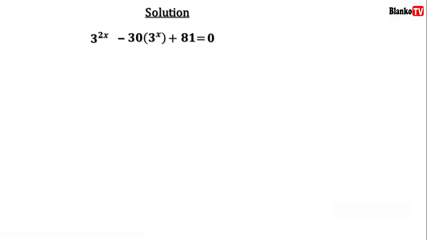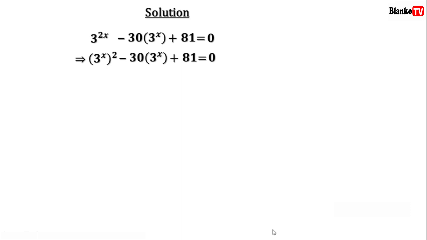So we can rewrite this expression like 3 raised to the power x in a bracket raised to the power 2 minus 30 multiplies 3 raised to the power x plus 81 equals 0. I hope you are following it.